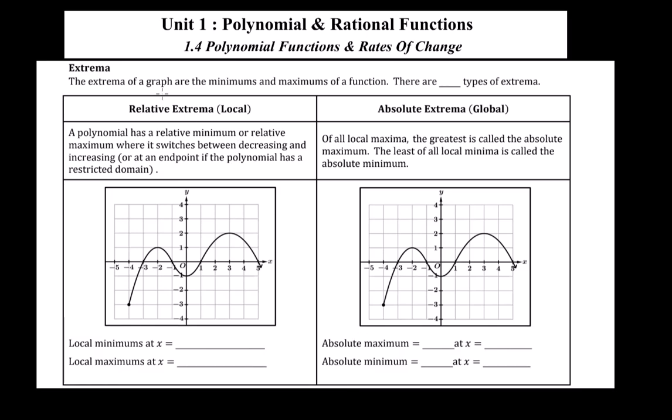So now we have a different concept other than leading coefficient or degree. Now we're looking for the extrema. The extrema of a graph are the minimum and the maximum of the function. And there are two types of extrema we can look for. One is called relative extrema or local extrema. The other one is absolute extrema or global extrema. So what's the difference between relative and absolute?